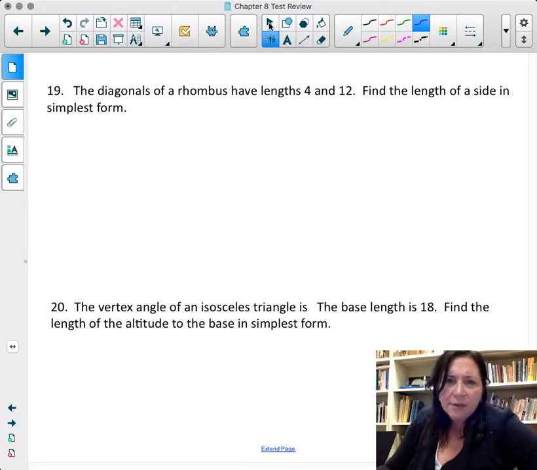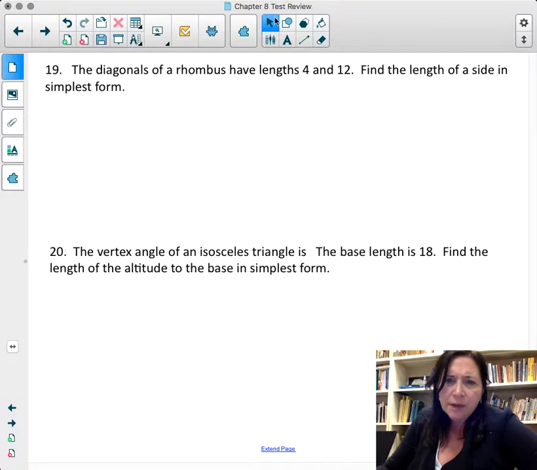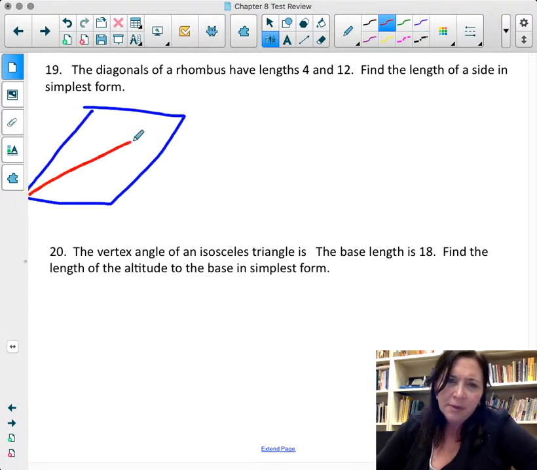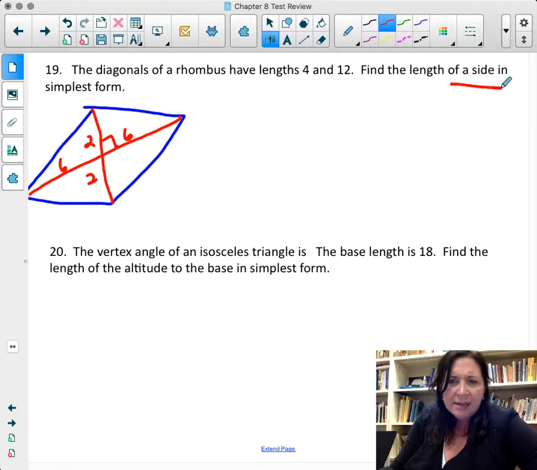So the diagonals of a rhombus have lengths 4 and 12, okay? Remember our favorite thing in the world, rhombuses. I'm going to draw my rhombus with its superhero powers, the diagonals. The lengths are 4, so 2 and 2, and 12, so 6 and 6. And again, I'm just trying to find the length of a side.